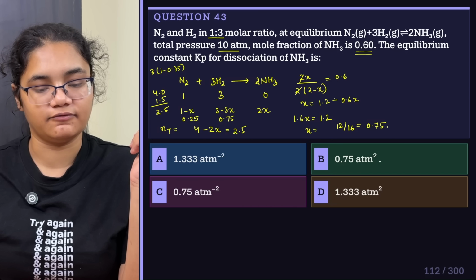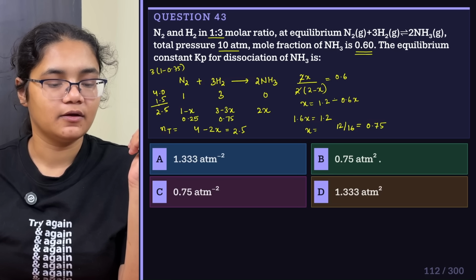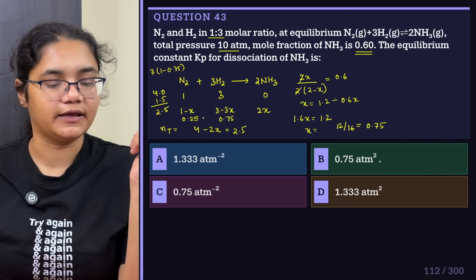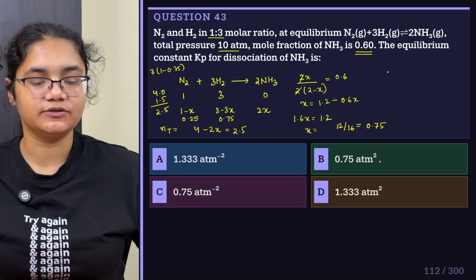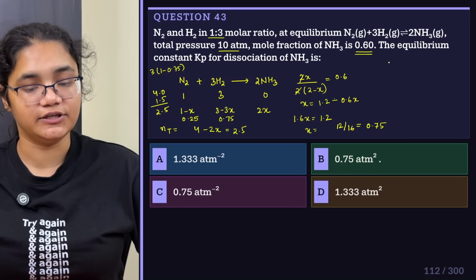Right, I'll just check here. If I multiply 2 fives are 10, 15, yeah. 4 minus 1.5, I will get 2.5. So I have got all the values here. Now the total pressure is given, so we have to calculate the mole fraction of each of them, right?